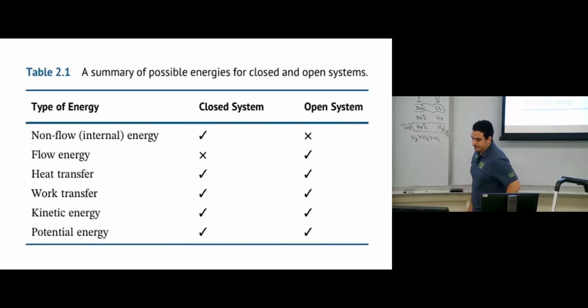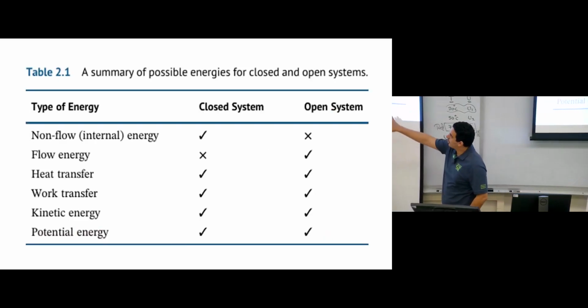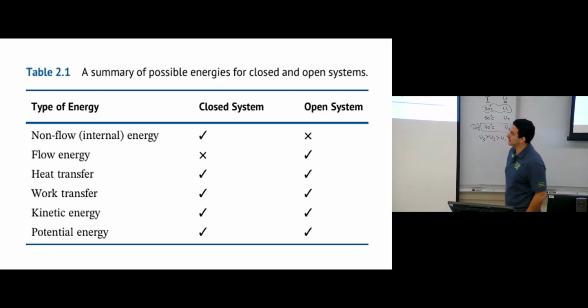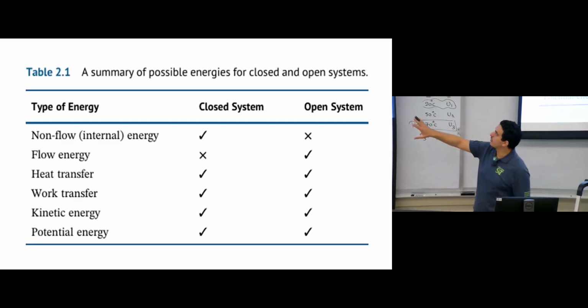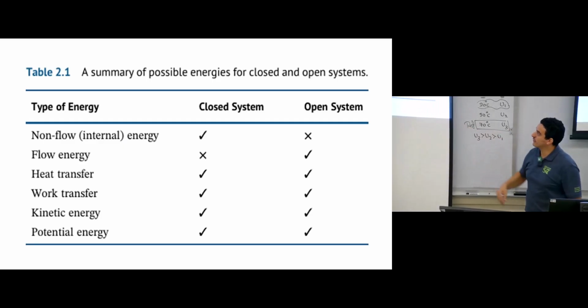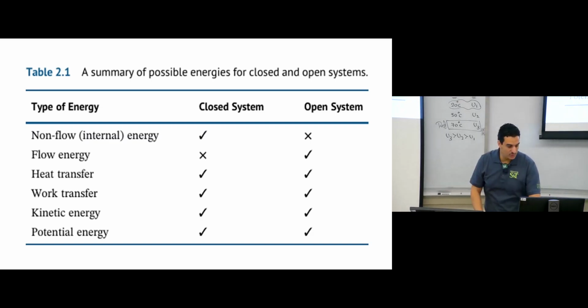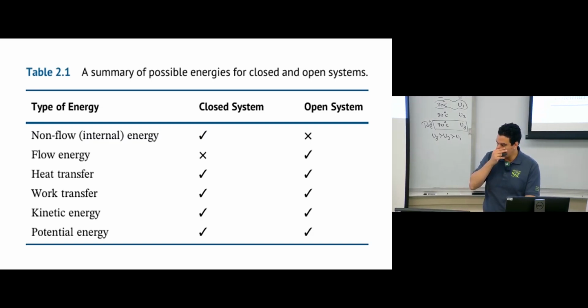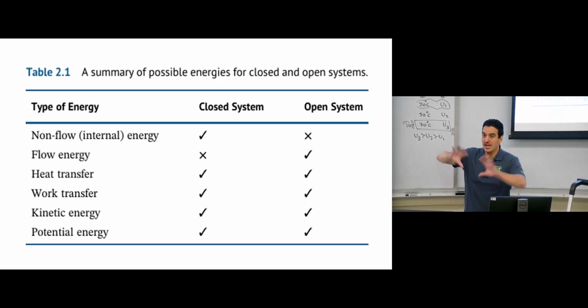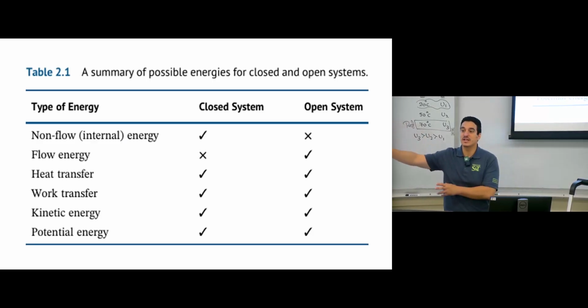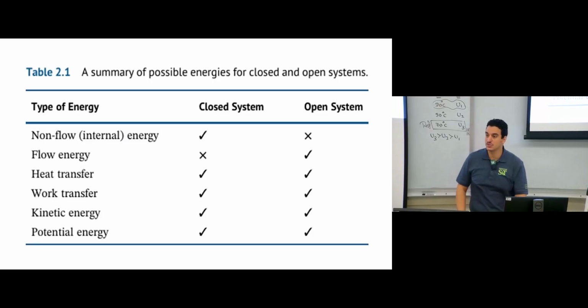Okay. So again, we have all of these forms of energy, static and dynamic together. Which one of them can exist in an open system? Which one of them can exist in a closed system? You can also check this one. It is just a summary of everything we have covered in terms of the forms of energy and how they relate to types of systems, open or closed.